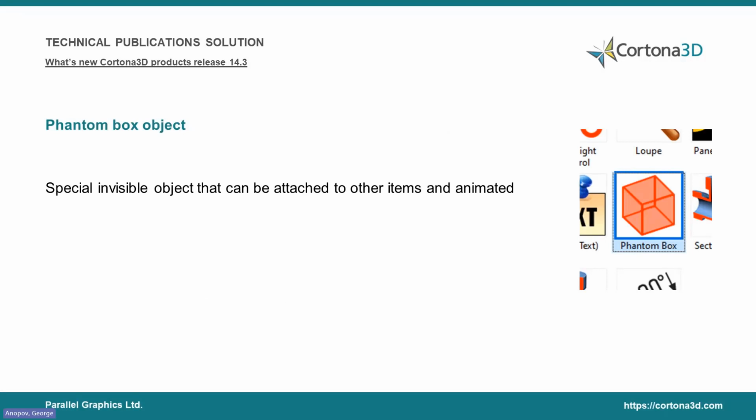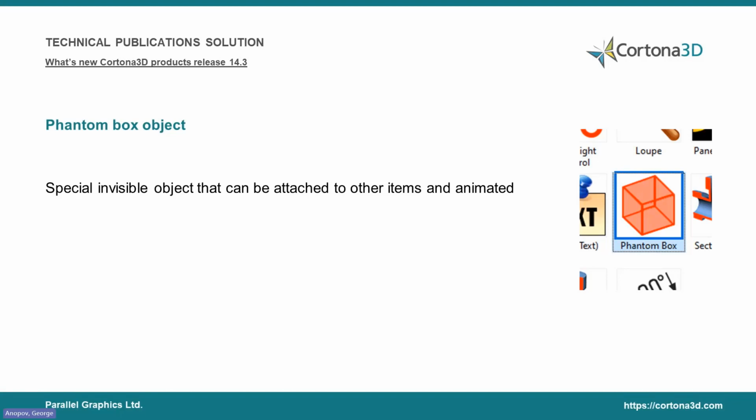Those of you who have created procedures with the use of the flexible host-spline object from the object gallery may know that it can be rather tricky to assign complex movements to intermediate points of the host-spline. To address this, a special object has been added called Phantom Box. This box is not visible in final publications, and you can attach intermediate points of the host-spline to it.